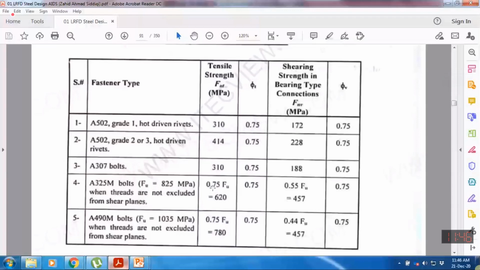Similarly, for A490M, if tensile failure occurs, in case of tension the ultimate strength is considered as 75% of the ultimate strength. But in case of shear failure, the shear strength is considered as 44% of this ultimate strength. But anyhow, you don't need to memorize these values. Corresponding to any given rivet or bolt, you may take the shear strength or the ultimate tensile strength from here.